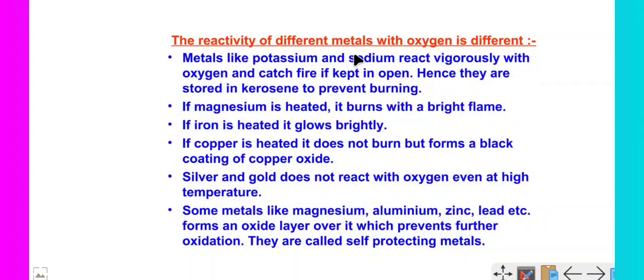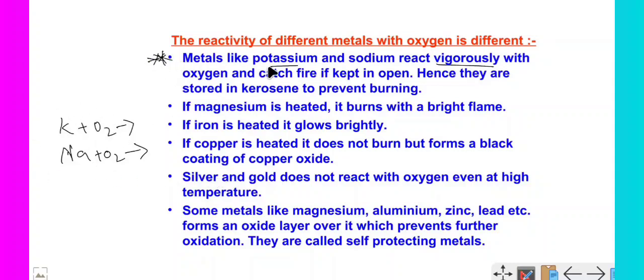So the reactivity of different metals with oxygen is different. Okay, so different metals have different reactivity when they react with oxygen. So this is a very important part. Metals like potassium and sodium react with oxygen very vigorously. Okay, so you can expect one question from this section.